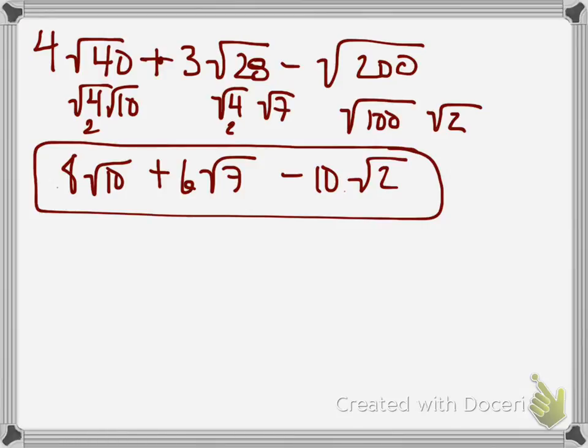Now look at these. Now you know these are simplified and none of them are the same. So that is your answer. That's it. 8 square root of 10 plus 6 square root of 7 minus 10 square root of 2. You will leave it alone.